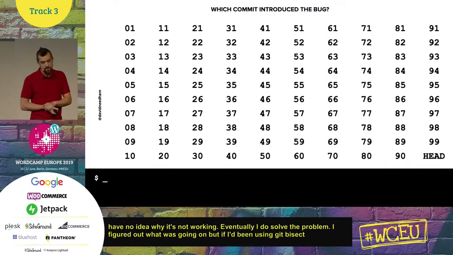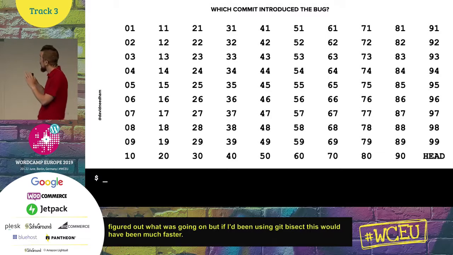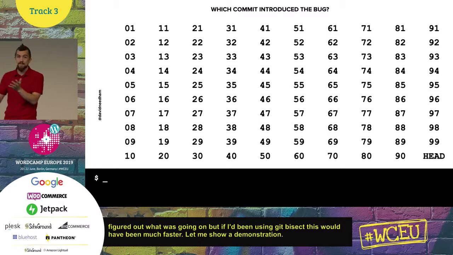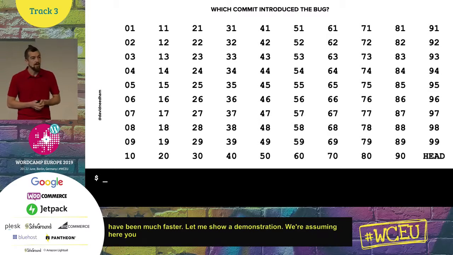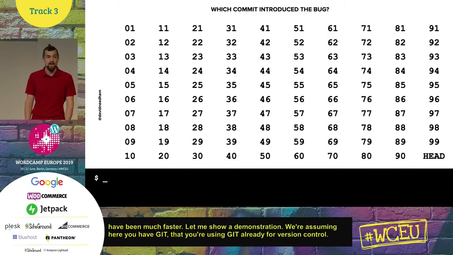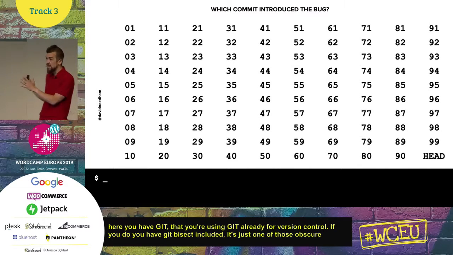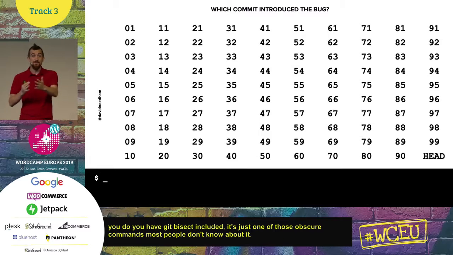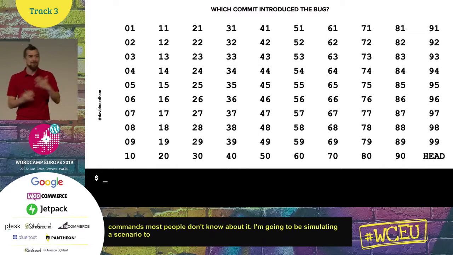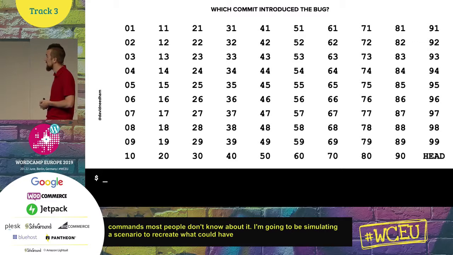Let me show you with a quick demonstration. So we're assuming here that you have Git, that you're using Git already for version control. If you do, you already have Git Bisect included. It's just one of those obscure commands that most people don't already know about. I'm going to be simulating a scenario to recreate what could have happened if I had been using Git Bisect instead of manually trying to solve the problem.